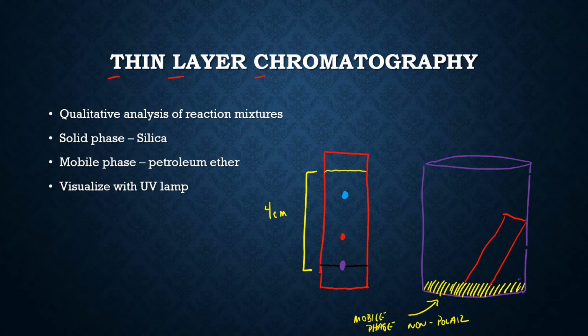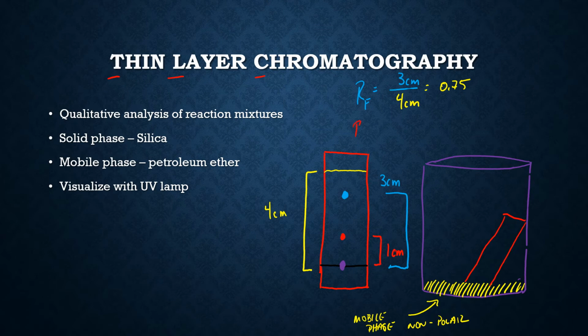What you're going to measure then is how far each component ran. Let's say that one ran 1 centimeter, and let's say that this one ran 3 centimeters, okay? To report an RF, all you do, so RF for the blue, it went 3 centimeters out of the total 4 that the solvent front was. So you just do 3 over 4, so 0.75 for your RF for blue.